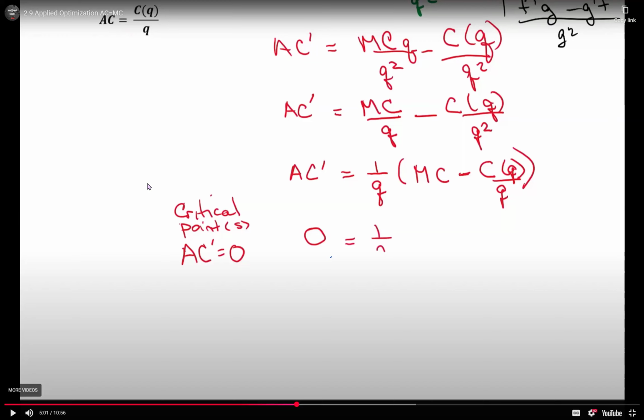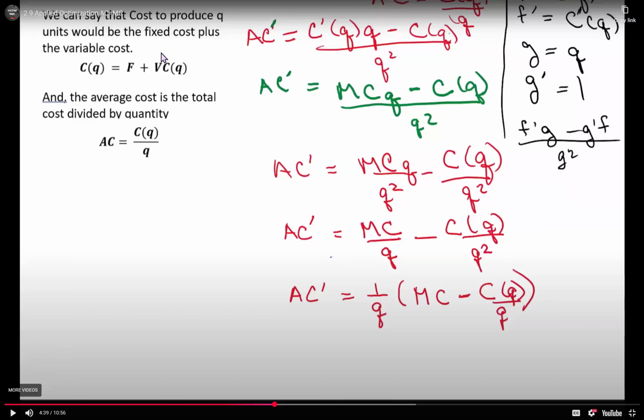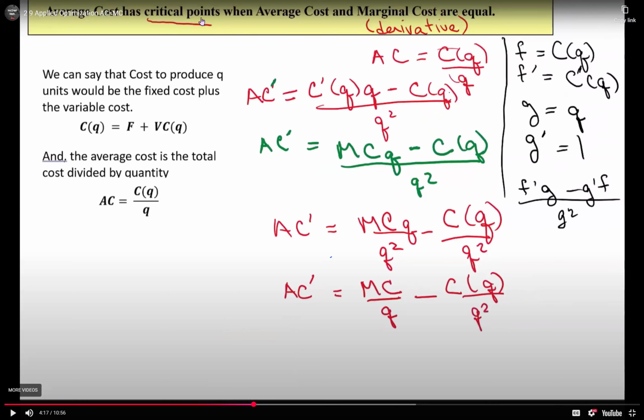Yeah, correct, 100%. Okay, so what I'm trying to show you is that I haven't done anything here except read the question. Let's go back so we can see the question for a second. Average cost has critical points. Critical points: take the derivative, set equal to 0. Those are my critical points. So when I set the derivative of the average cost equal to 0, then the average cost and the marginal cost are equal.